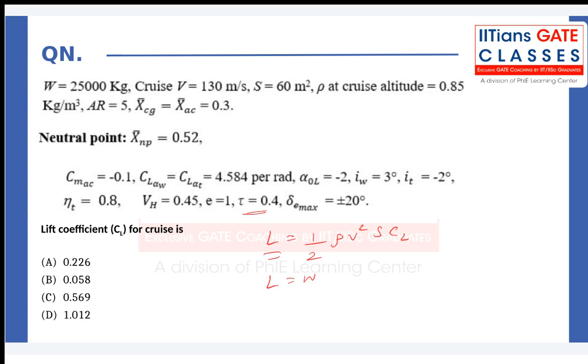So if you substitute the values, what do you get? Yeah, I'm also getting 0.569. Parthiv, where did you make the mistake? So it's direct substitution, right? So CL is 2W by rho v squared S. So I am getting 0.569. What about the others?